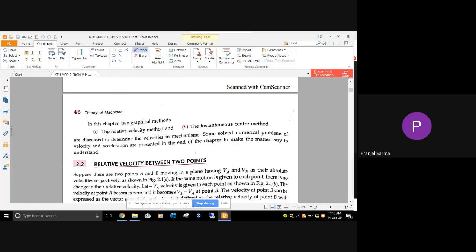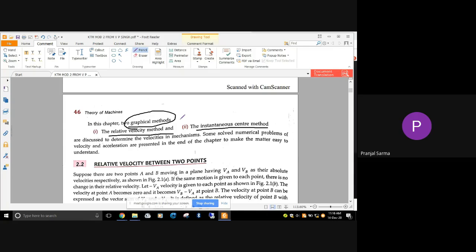If you recall, we said that we'll be limiting our discussion to two main methods of velocity analysis: the relative velocity method and the instantaneous center method. Both of them are graphical methods. That means considering proper scale, proper unit, and proper direction are all important, and after doing so, using proper logic, you will be able to find out whatever is being asked in the question.